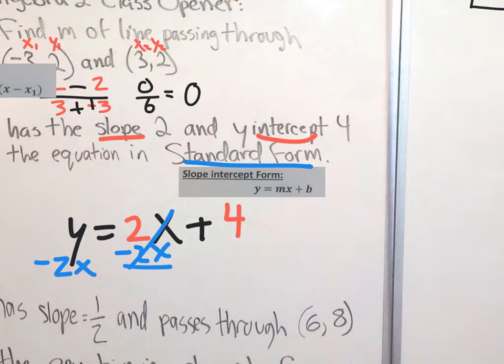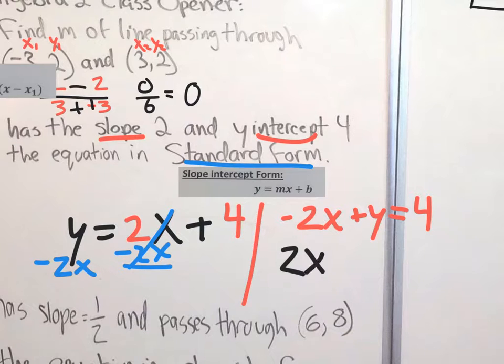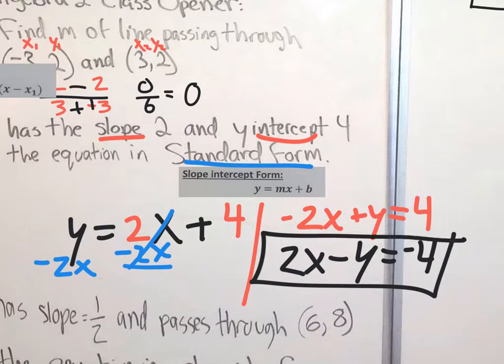And I will have negative 2x. Let me write it in red here. Negative 2x plus y equals 4. And of course, in standard form, you don't want fractions. You don't want your a value to be negative, so let's multiply everything by -1. In other words, change all the signs, and you have 2x minus y equals -4. That's your final answer right there, written in standard form.